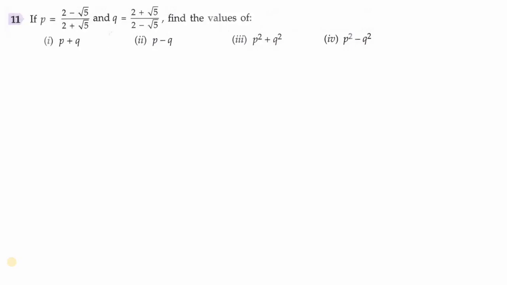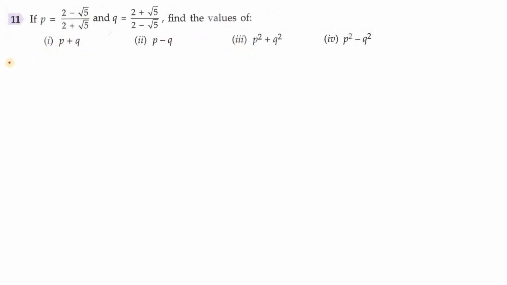Welcome back, dear students. This is going to be the last class on rational and irrational numbers, the last exercise. The first question for today is question number 11, which says if p is equal to this much and q is equal to this much, find the values of all these four expressions.